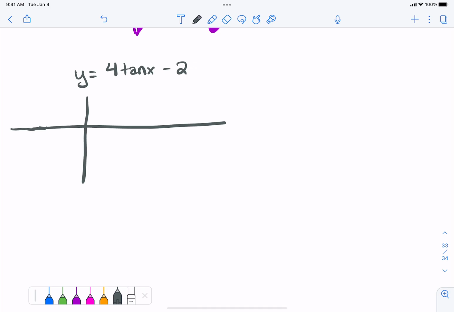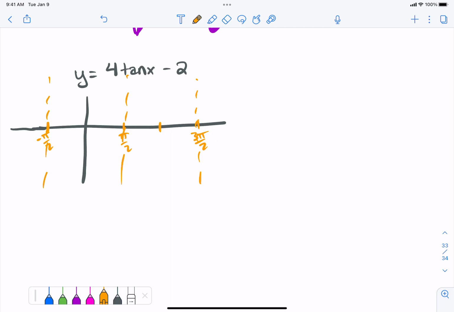Okay, your vertical asymptotes will still be in the same spot. Graphing. What does the 4 do? It makes him skinny. No, it makes him really skinny. Okay, so there he is, right?